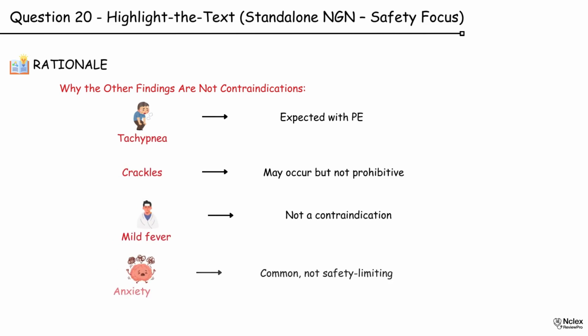Now let's eliminate the other findings. Tachypnea is expected in pulmonary embolism. Crackles may be present and are not a contraindication. A low-grade fever of 99.4 is not prohibitive. Anxiety is common with dyspnea and does not delay therapy.